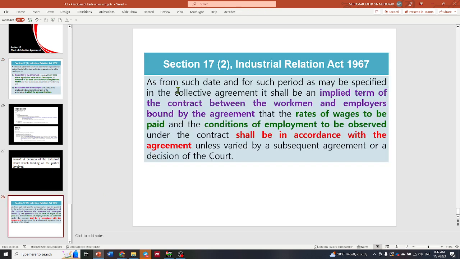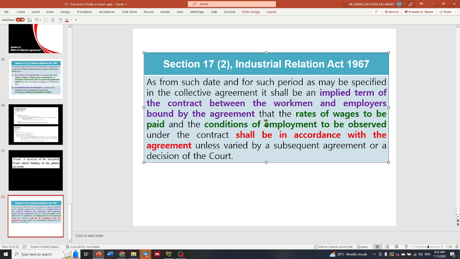Last of all, under this subsection 2, as from such date and for such period as may be specified in the collective agreement, it shall be an implied term of the contract between the workmen and employers bound by the agreement that the rates of wages to be paid and the conditions of employment to be observed under the contract shall be in accordance with the agreement unless varied by a subsequent agreement or a decision of the court.